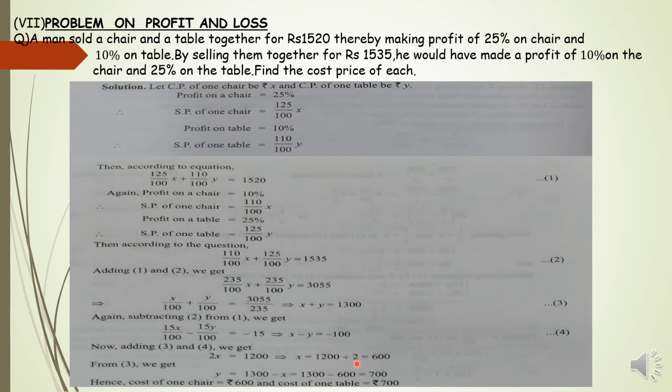Which gives x is equal to 1200 divided by 2, that is equal to 600. From 3, we get y is equal to 1300 minus x, that is 1300 minus 600 is equal to 700. So we got the answer for x and y. So cost of one chair is equal to rupees 600 and cost of one table is equal to rupees 700.